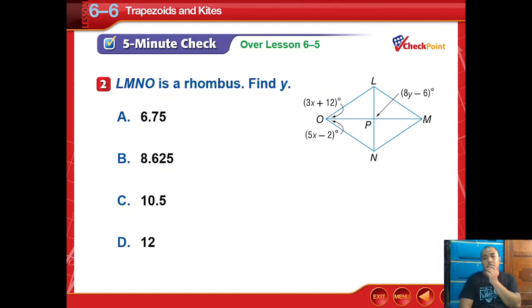Another, LMNO is a rhombus, find y. As I said earlier, the diagonals of a rhombus are perpendicular, so angle LPM is equal to 90 degrees. So we're going to equate 8y minus 6 to 90 degrees. 8y minus 6 equals 90. It becomes 8y equals 96. 96 divided by 8 is 12. Y is equal to 12.